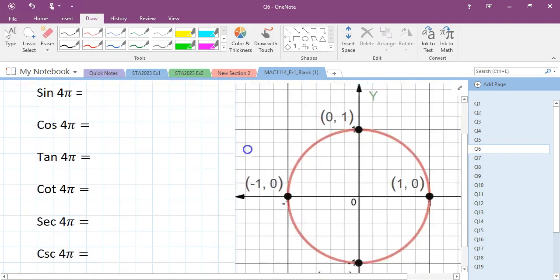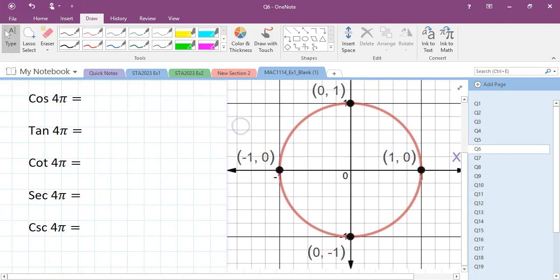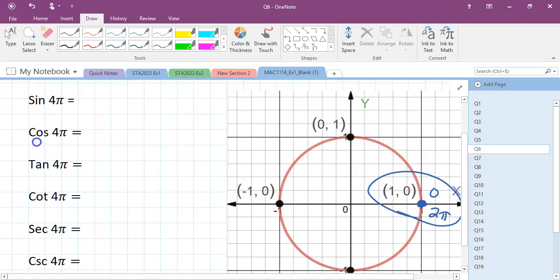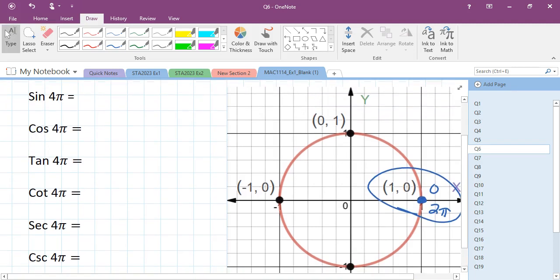So which point up here represents the 2 pi or the 0? 1, 0, right here. This guy pulls double duty. It's 0 and 2 pi at the same time. So you're working with the point 1, 0. This is how we're going to get all of our trig functions. So, going back to what we know, we're on the unit circle.